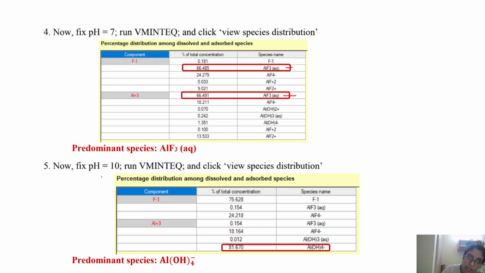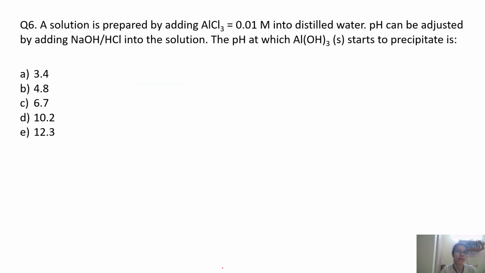Now we'll fix the pH as 10. On clicking view species distribution, what we found is that AlOH4 negative is the dominant species, 81%. So that's why at pH 3 and 7 AlF3, and at pH 10 AlOH4 negative is the dominant species. So that's what we will mention.